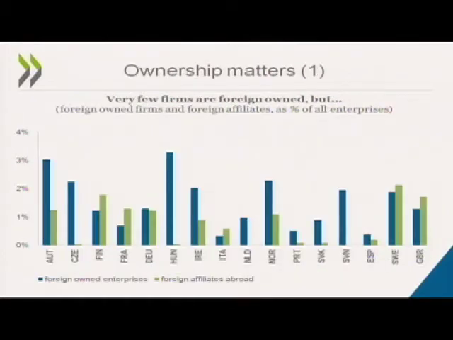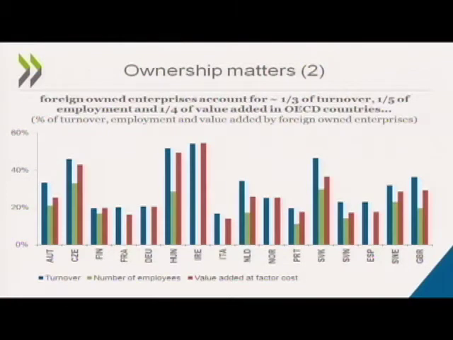And also ownership matters. So foreign ownership. We know very few firms in our countries tend to be foreign owned or foreign controlled. 1%, 2%. We see, I would say, outliers of 3% of firms being foreign owned. However, these firms do account for a very large share of economic activity. They account for roughly 1/3 of turnover, 1/5 of employment, and around 1/4 of value added in most of the OECD countries.